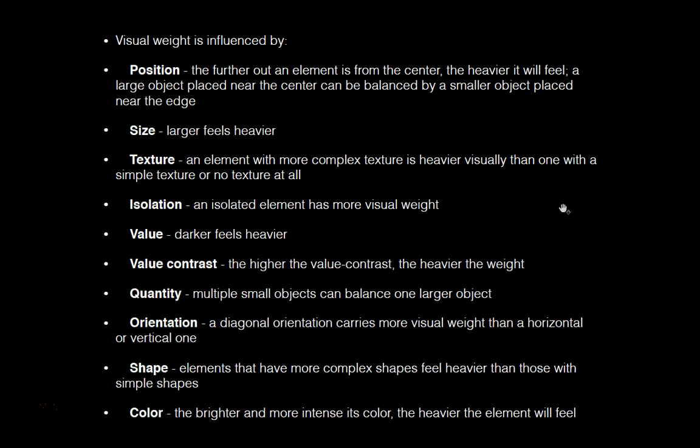So visual weight is influenced by position, so where things are placed within the frame, and size. The larger will feel heavier. Texture, so anything more complex will be heavier, simple will be less heavy. Isolation, value contrast, quantity, orientation, shape, and color.